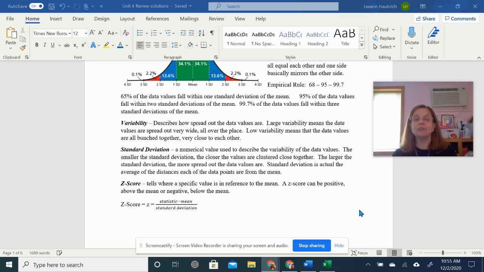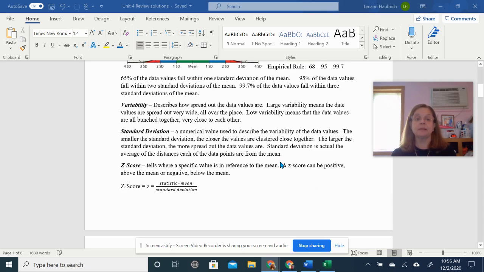actually the average of every single statistic value, how far away each and every statistic value is from the mean. And then you get the average of all of those values, and that's your standard deviation. It's a long process to calculate by hand, but fortunately we get to use Excel. Before Excel, we used graphing calculators. So let's look at what this means.